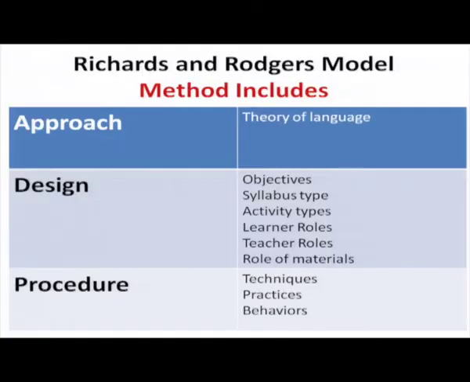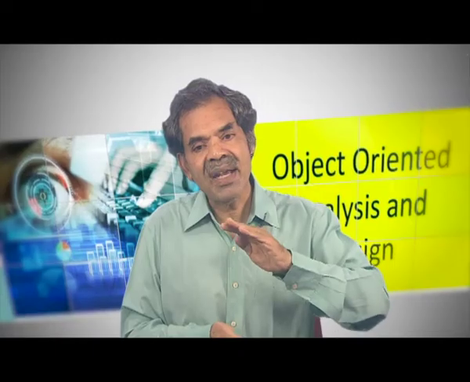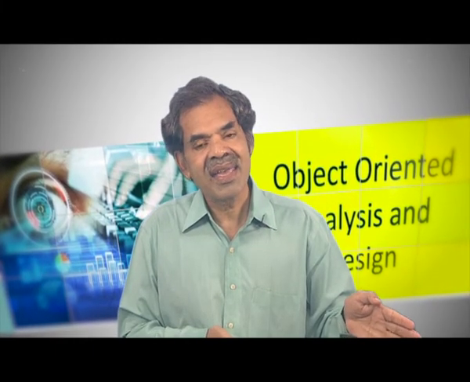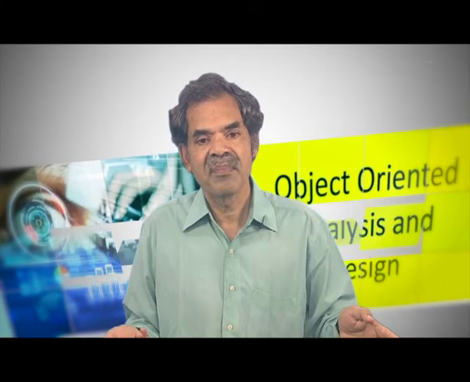Richards and Rodgers' model is something which is closer to us for software engineering. They have first said that method will encompass everything, it touches all, and what they did is an approach, again theory of language, design, objectives, syllabus type, activity types, learner roles, teacher roles, role of materials, procedure, techniques, practices and behaviors, again set into the context of teaching learning. Design will be like this, you have objectives, you can add one more, you can add outcomes, you can have more such things. Procedure, techniques, practices, behavior. So, the idea of object oriented analysis and design can happen in any domain. We can think of it.